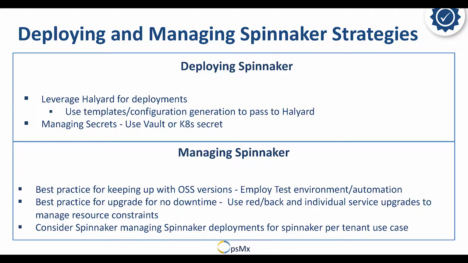For deploying Spinnaker itself, Halyard is a great tool. It simplifies lots of the deployment complexities. It allows you to deploy a distributed or a single instance to Kubernetes itself, or you can deploy on AWS, a single instance or distributed, many ways.